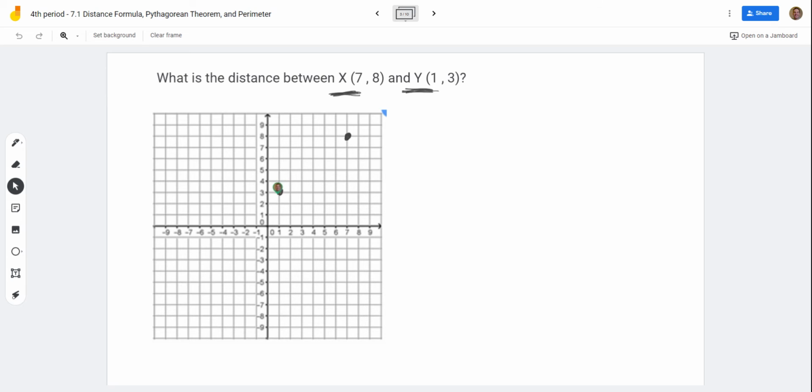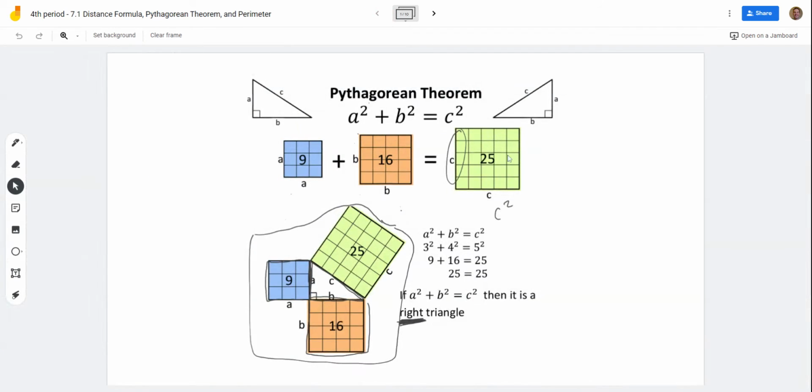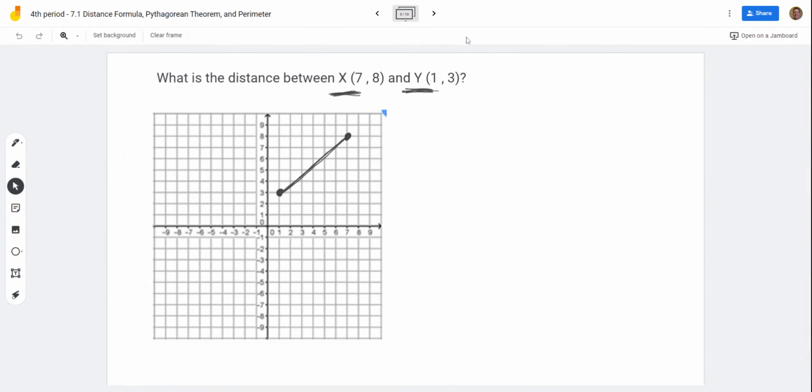And what we're going to do is connect these two points with this diagonal line here. This diagonal line is going to be our hypotenuse for our triangle. This is going to be our hypotenuse. If we go back to slide 1, that diagonal is going to be our c, our c squared. And so what we've got to do now is make this into a triangle.